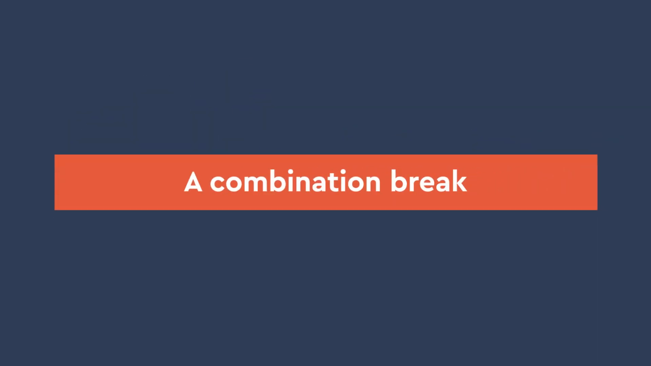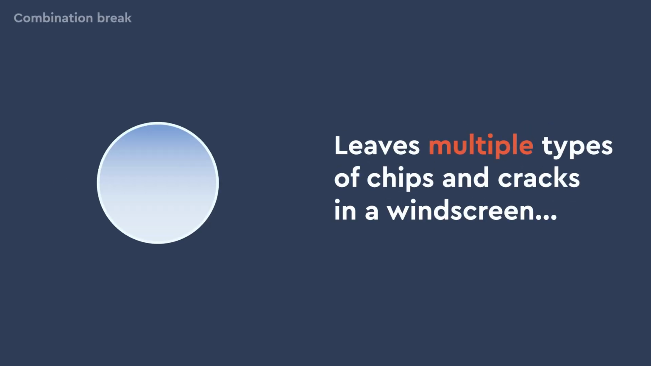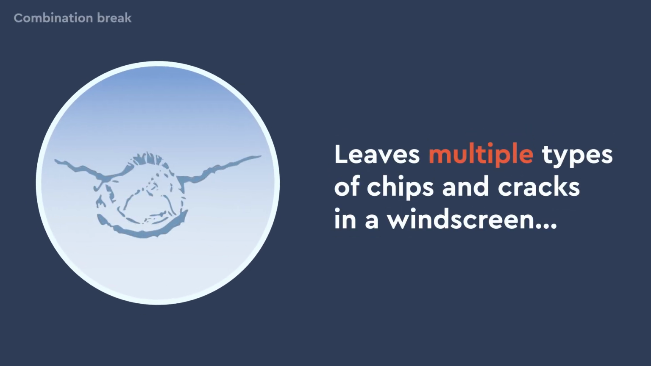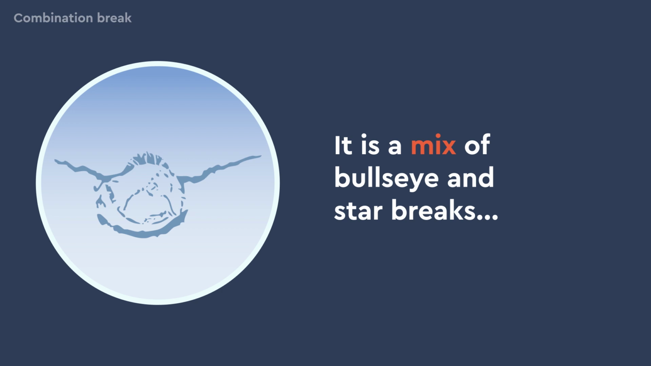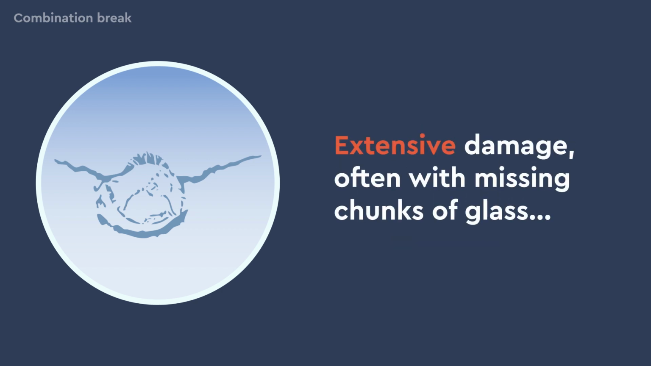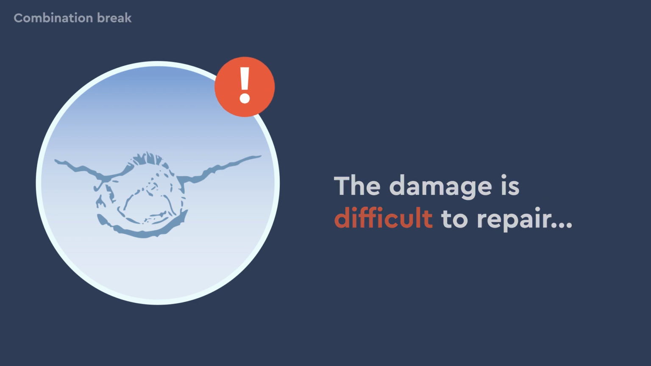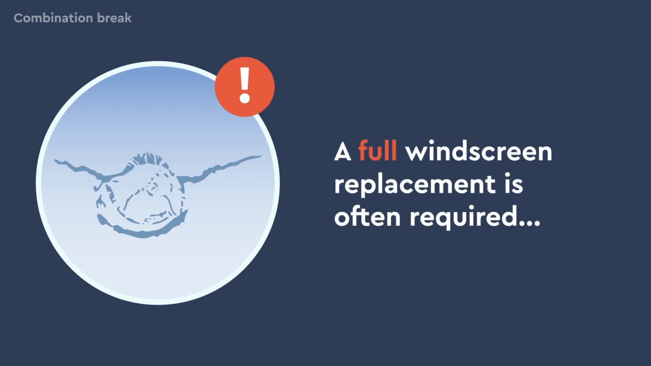A combination break leaves multiple types of chips and cracks in a windscreen. It is a mix of bullseye and star breaks, resulting in extensive damage, often with missing chunks of glass. The damage is difficult to repair, and a full windscreen replacement is often required.